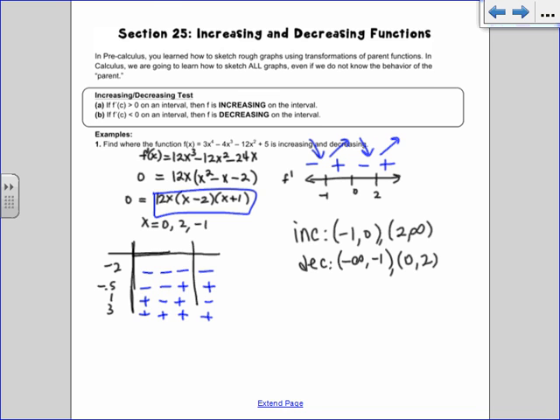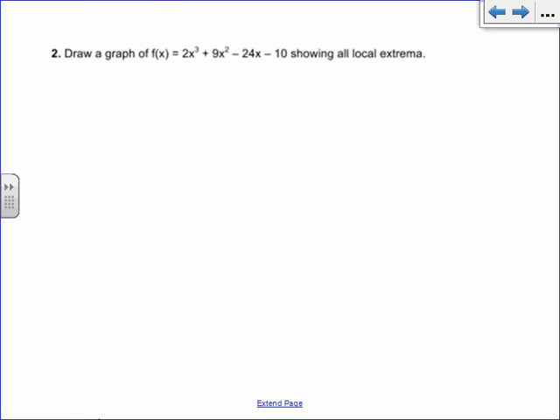All right, so number 2. So now it says draw a graph showing all local extremas, showing all local maxes and local mins. So this is the first time we've had one where it says to actually draw a graph. We know that it's an x cubed graph, so it should probably go up and then down and then up. So let's go ahead and verify that.